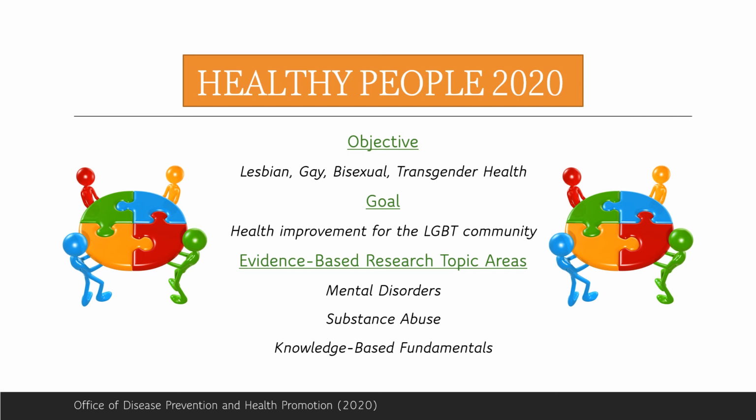For that reason, Healthy People 2020 decided to create an objective for this community. The goal is health improvement for the LGBT community, where there are also evidence-based research topic areas to enhance care for this community. Those areas are mental disorders, substance abuse, and knowledge-based fundamentals. We need to address this community and address them appropriately and respectfully.